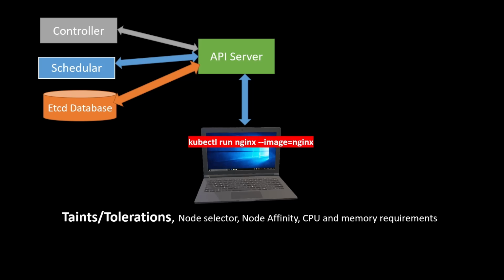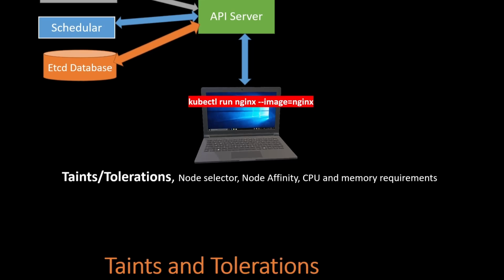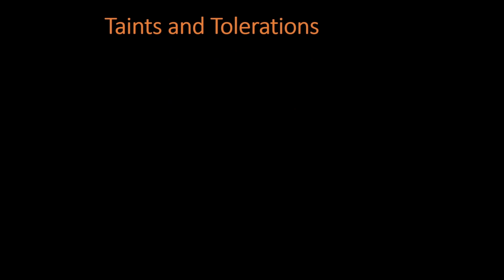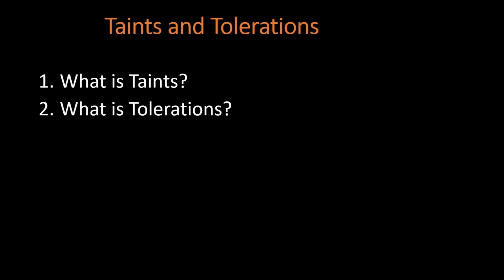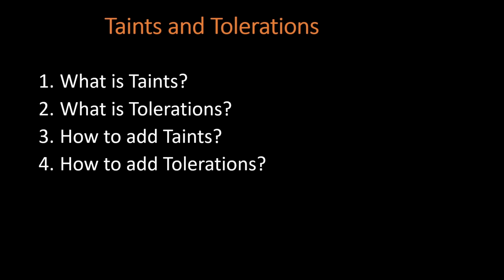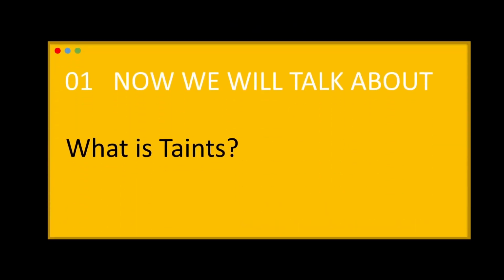From this workflow, we understand that the scheduler checks the taints and toleration. What are these? Let's deep dive into this. Our agenda for today's video is: what is taints, what is toleration, how to add taints on nodes, and how to add toleration at pod level. At the end, we will proceed to the lab. So let's start with our first topic, that is, what is taints.